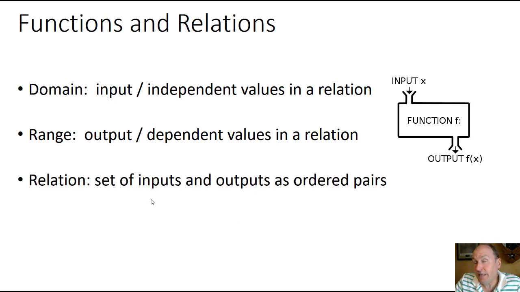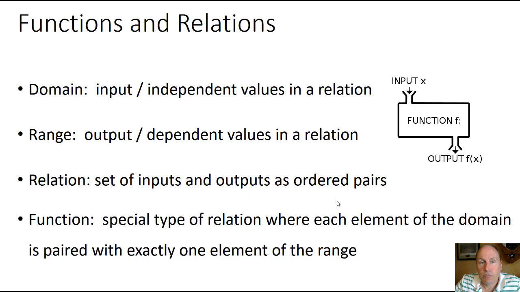A relation itself is a set of inputs and outputs, usually expressed as ordered pairs of input and output. The set of inputs consists of the domain, and the set of outputs is the range. A function is a very special type of relation where each element of the domain is paired with exactly one unique element of the range.